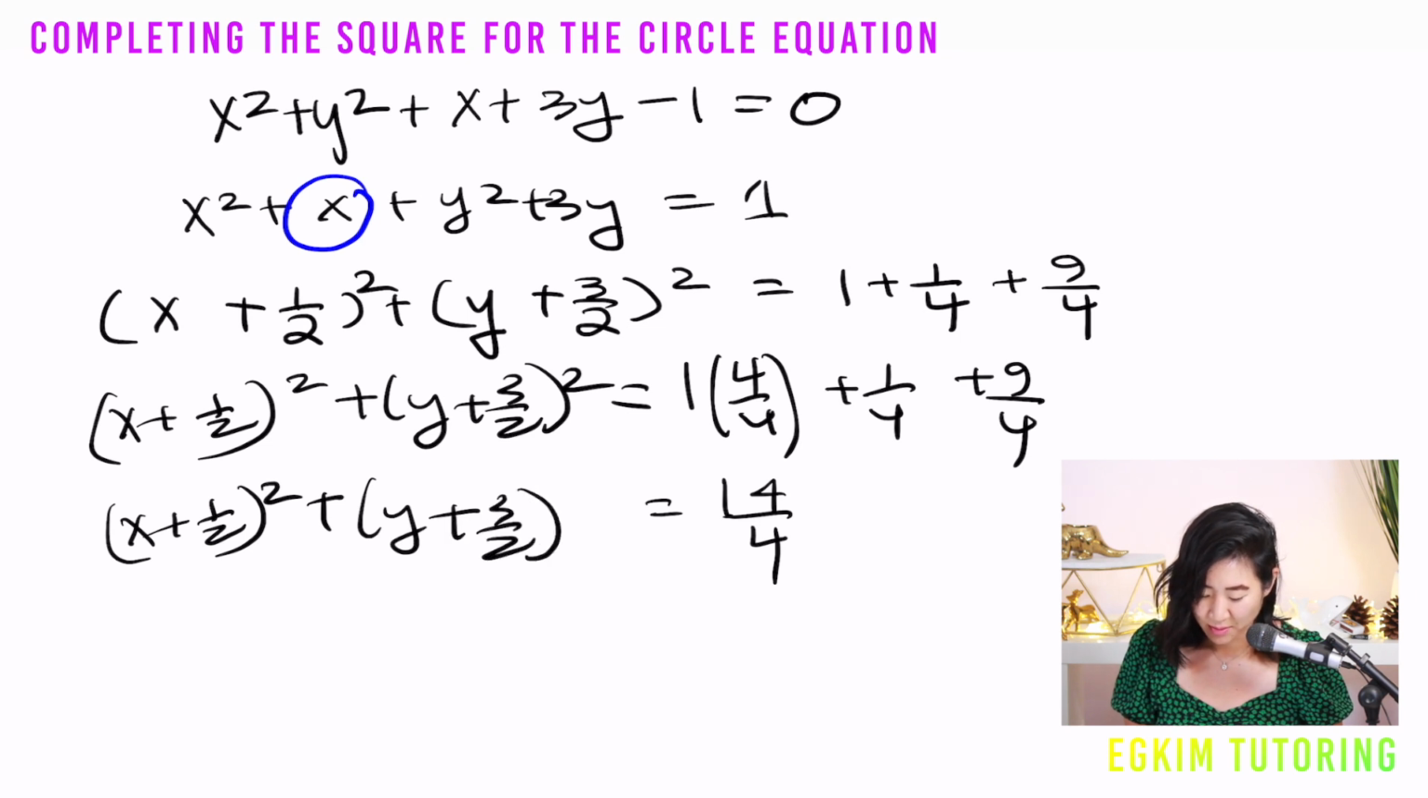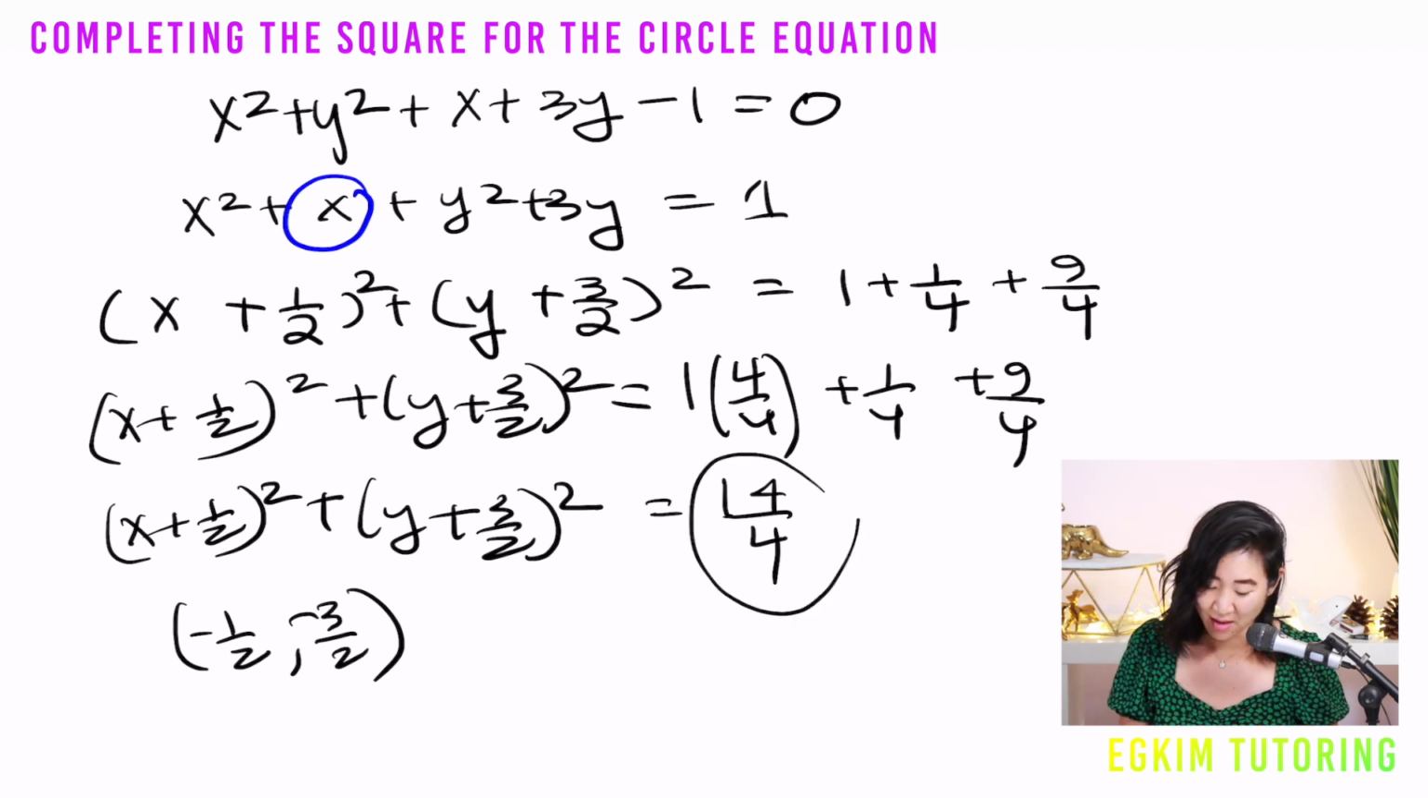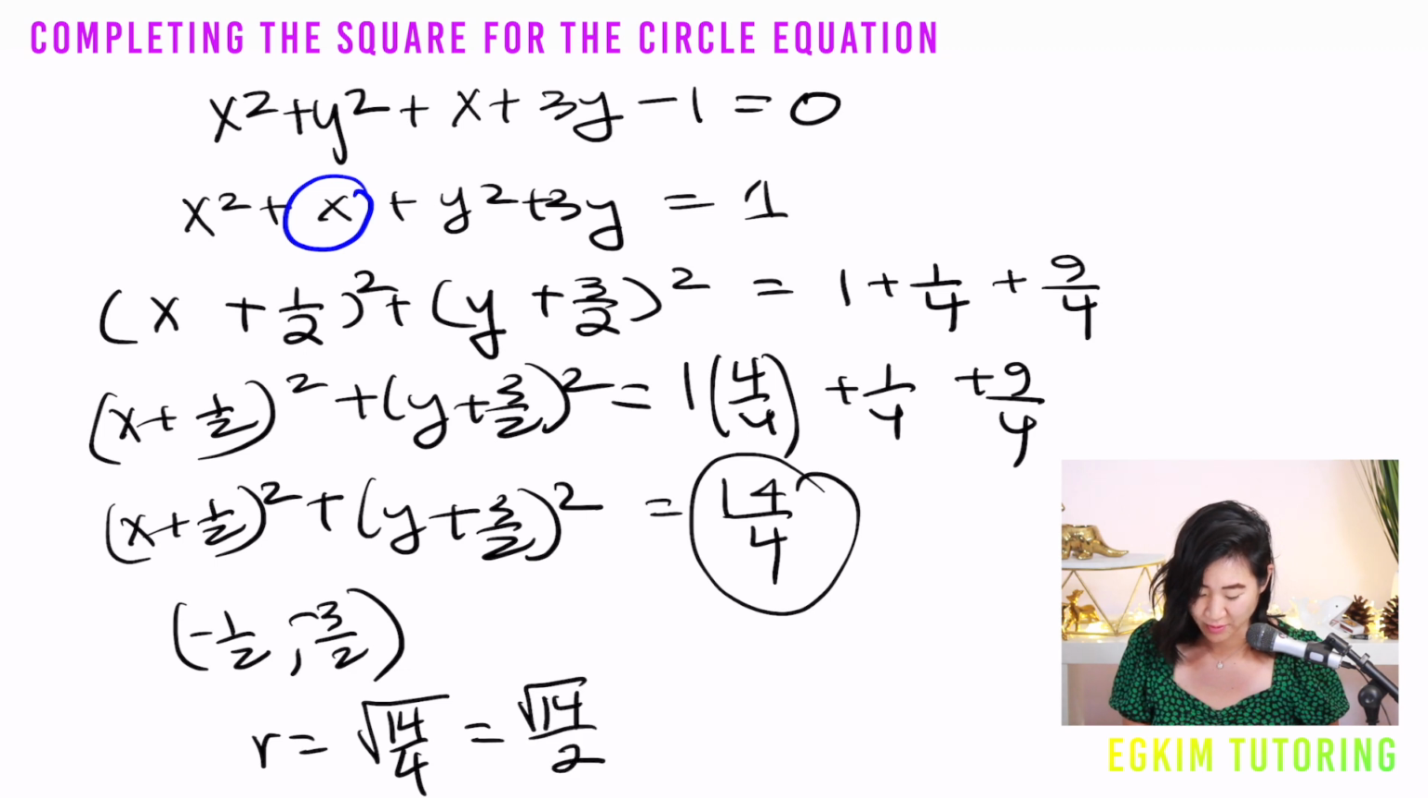So now you can say that your center is (-1/2, -3/2). And for your radius, remember that this is again r², not r. So your radius is going to equal the square root of 14/4. If you wanted to simplify this, this would be the square root of 14 over 2.